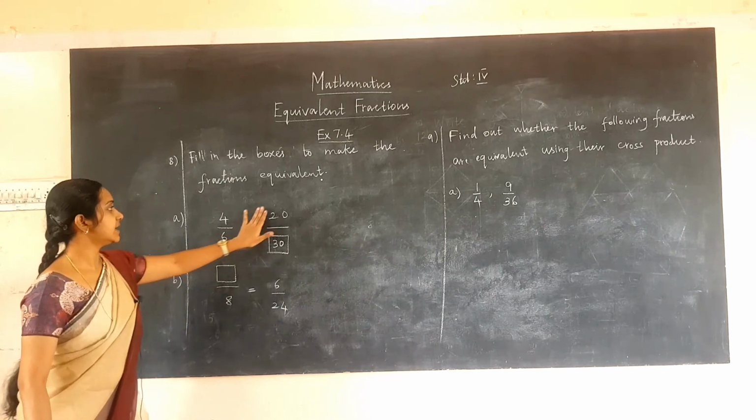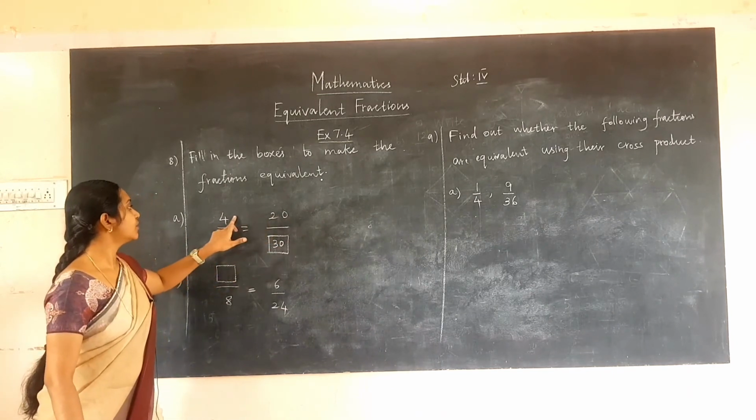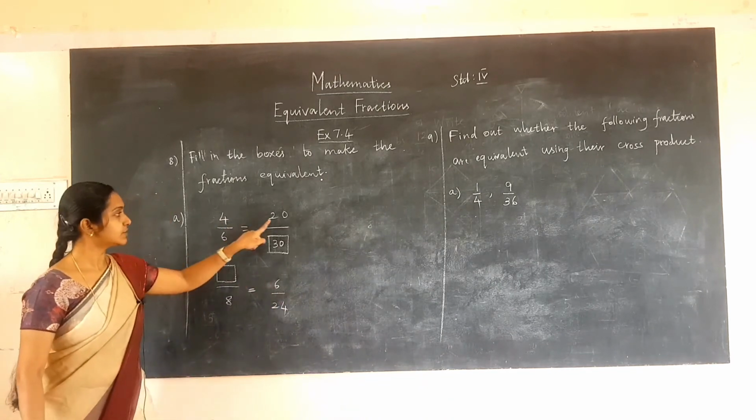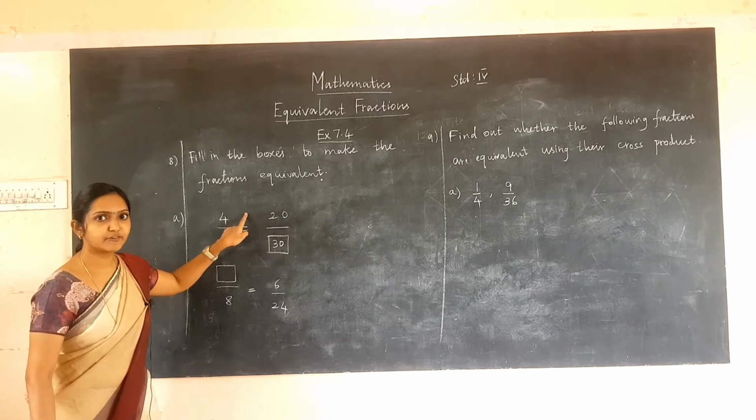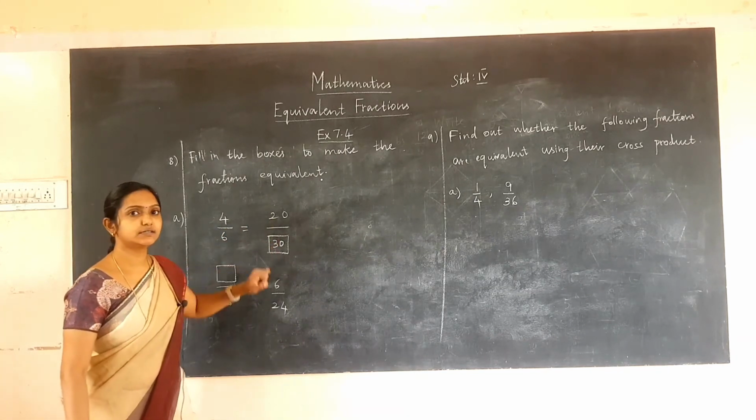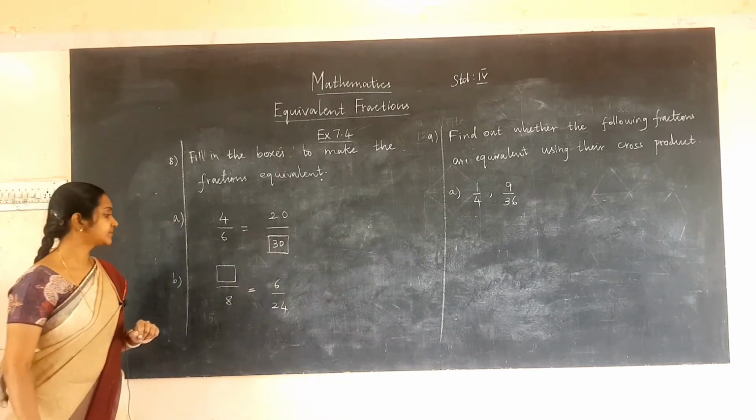We have written the equivalent fraction here. With the numerator it is multiplied by 5. 5 into 4 is 20. So with the same 5 we have to multiply the denominator also. 5 6s are 30. So 30 is the answer.